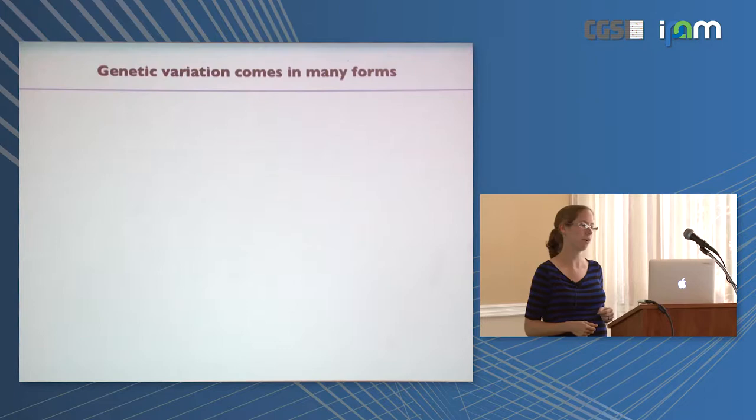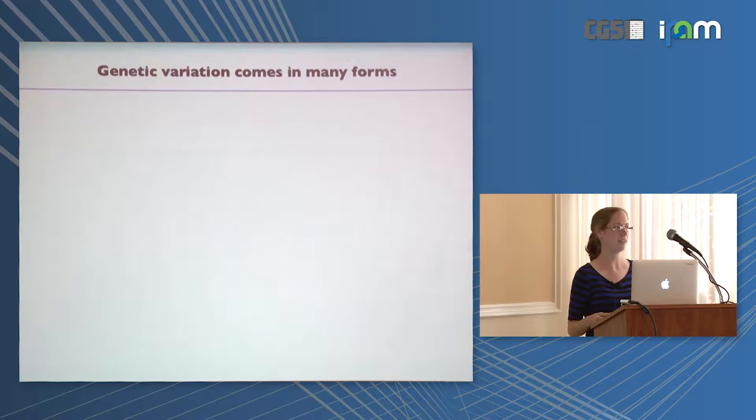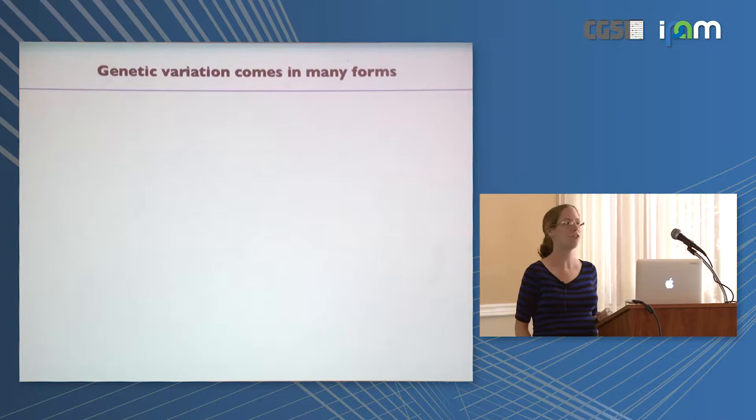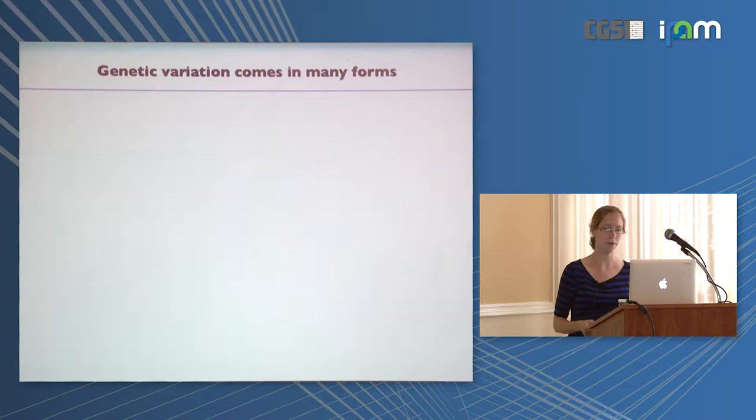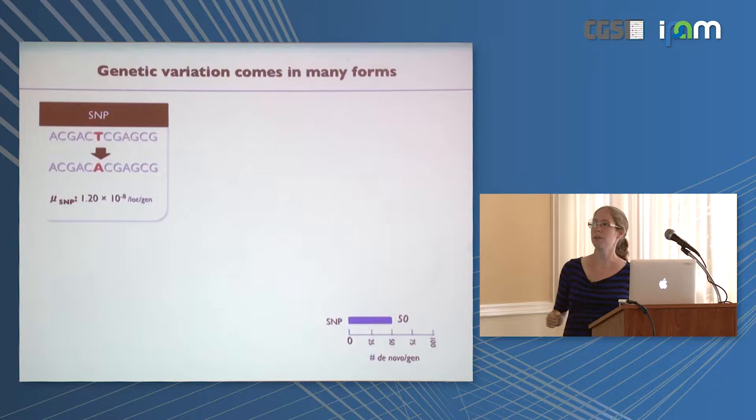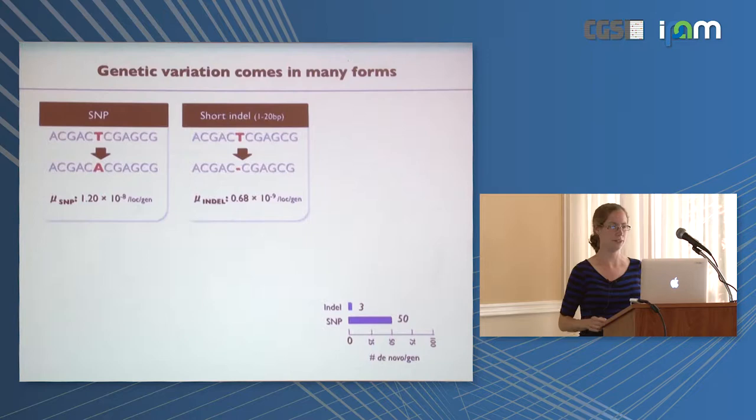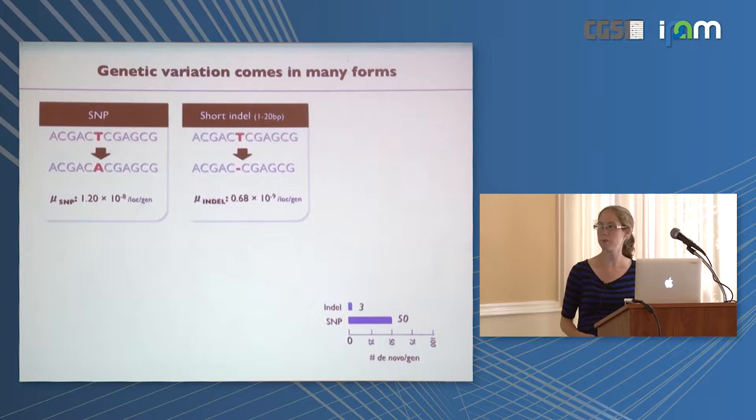To keep track of how much variation is contributed by each of these mutation classes, I'm going to show on the bottom right corner of the slides how many de novo variants we would expect for each of these classes per generation, per new human. Just to review, we all know about SNPs. We have a single base pair change. Here's a T to an A. We actually expect around 50 new SNP mutations per generation. But we can also go a little bit more complicated than that. We can have short indels, or insertions or deletions of one or more base pairs, such as deleting a T, shown here. These are actually less variable than SNPs. You expect maybe 3 new short indels like this per generation.